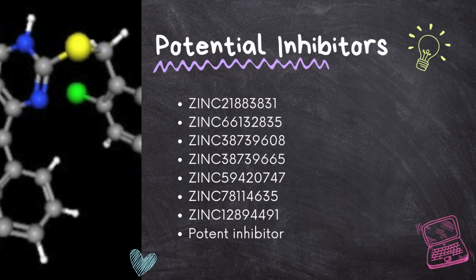So in this study, we are going to use 7 potential inhibitors and 1 control inhibitor, which is the potent inhibitor, in order to understand how they interact with riboflavin synthase at the binding pocket.